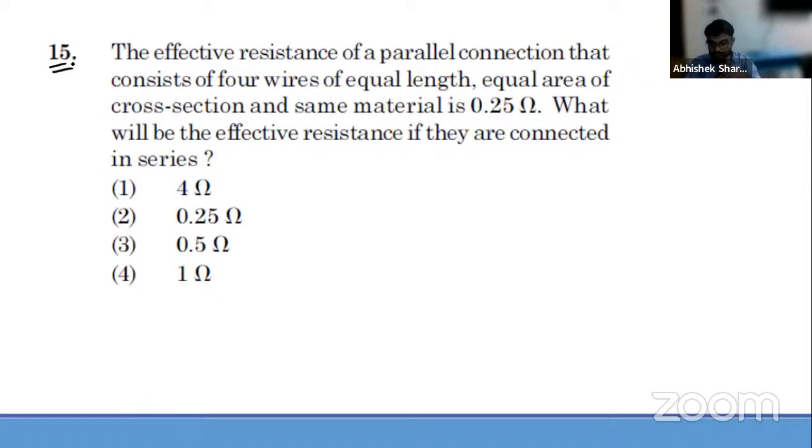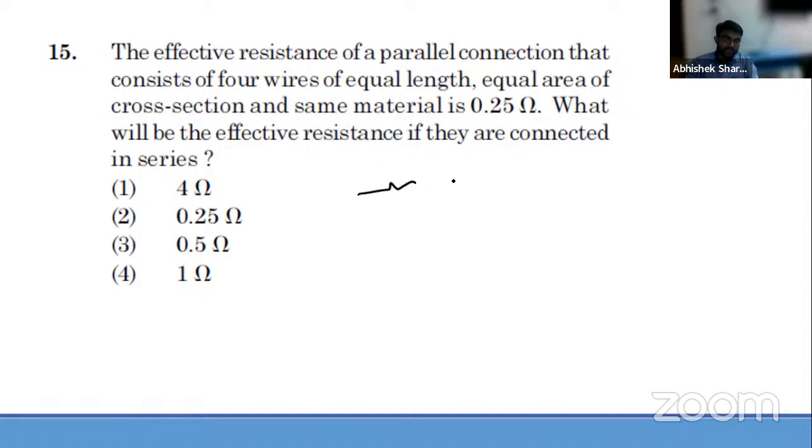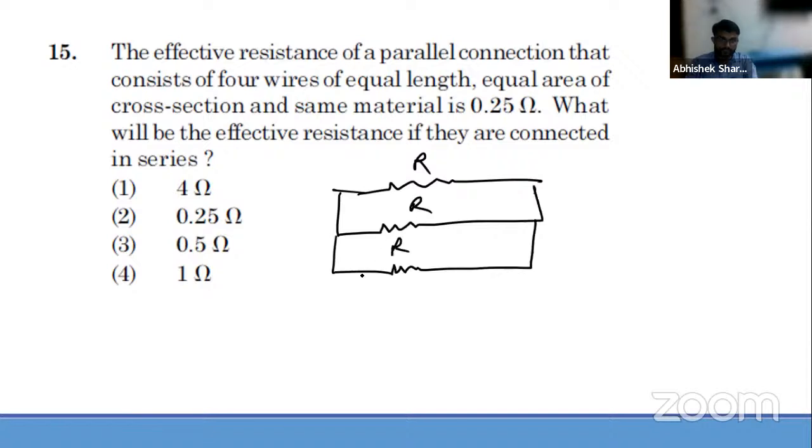15th. What will be the 15th? The effective resistance of a parallel connection that consists of 4 wires of equal length, equal area of cross section, and same resistance. So basically, they are saying that you have 4 wires connected in parallel. I'm sorry, the connection is like this. All the resistances have the same value, but they are connected in parallel to each other.